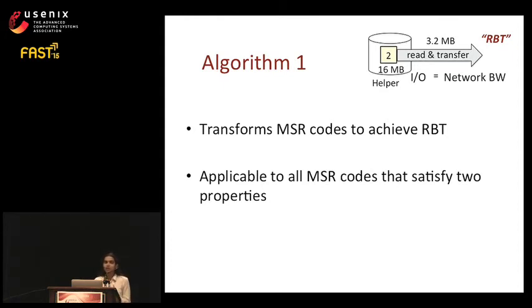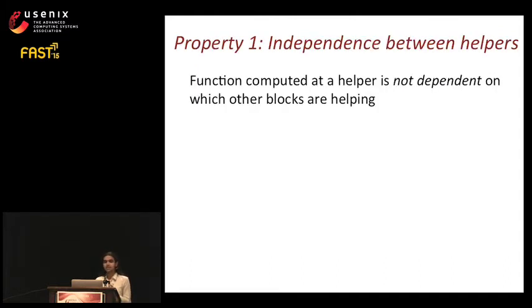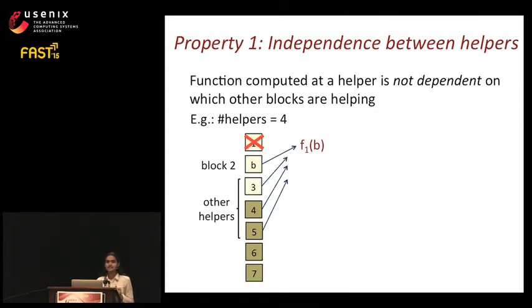And it is applicable to all MSR codes that satisfy two properties. The first property requires that the function computed at a helper is not dependent on who the others are helping. So let us take an example. This is an example consisting of 3 data blocks, and let us say d, the number of helpers, is 4. The picture shows reconstruction of block 1 with helpers being blocks 2 to 5, and the data stored in block 2 is denoted by B.